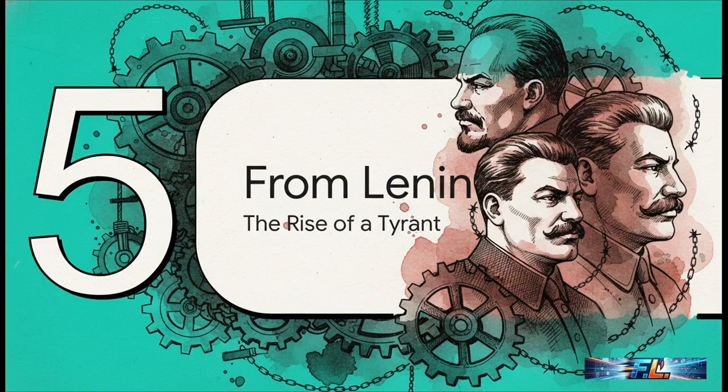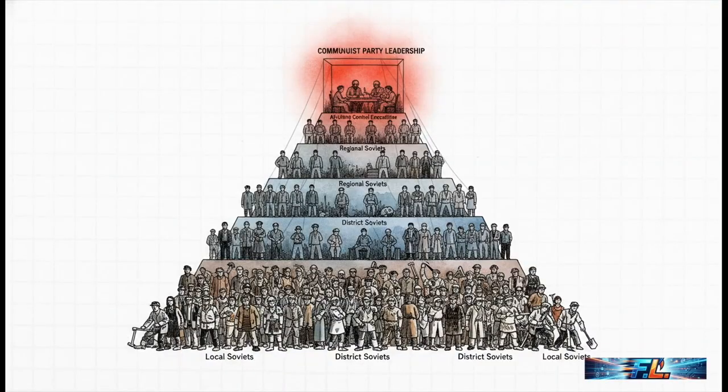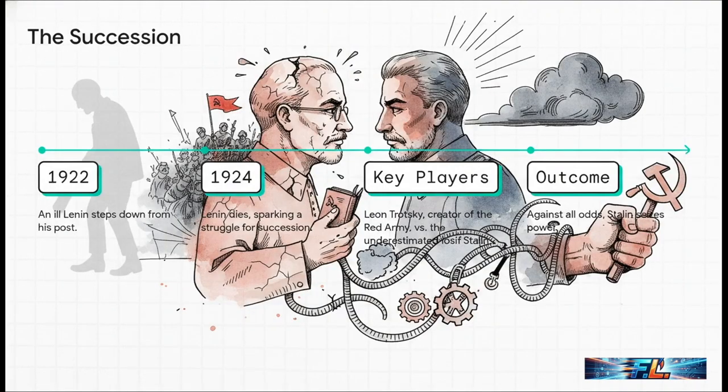Now for the final chapter of the revolution's immediate aftermath, the official formation of the USSR and the ruthless power struggle that followed Lenin's death. In 1922, the USSR was officially formed, and this slide really reveals the illusion of its political structure. You see, on paper, it was a democracy built on a pyramid of Soviets. But in reality, the Communist Party at the top made all the decisions, and the Soviets below were just forced to rubber stamp them. So, when Lenin died in 1924, a power struggle erupted.